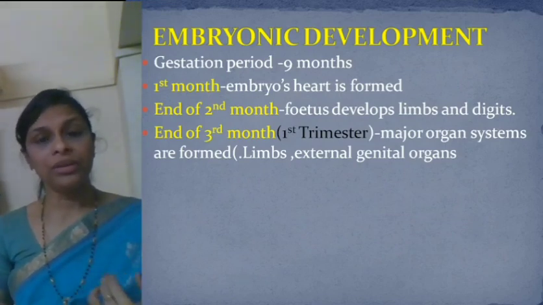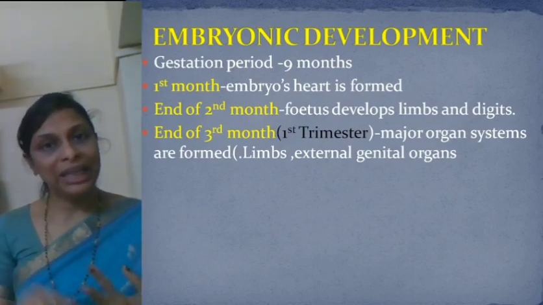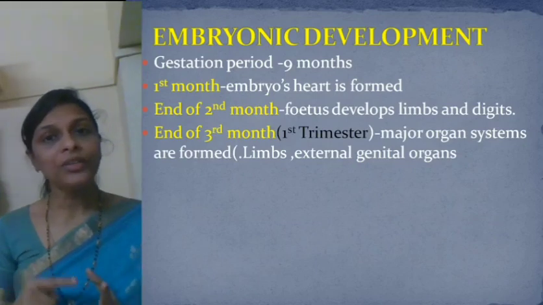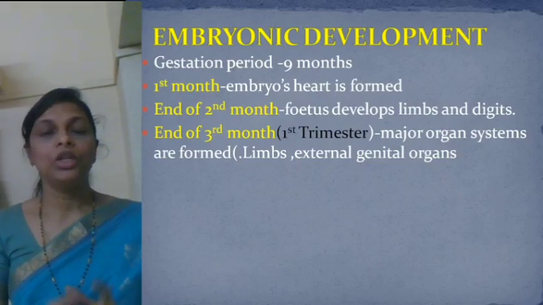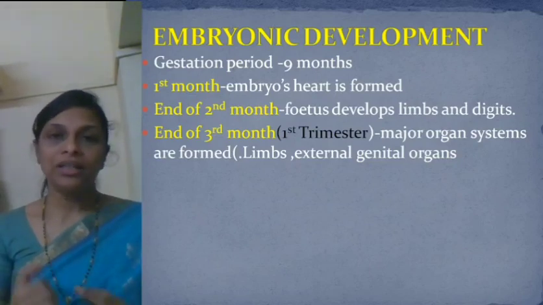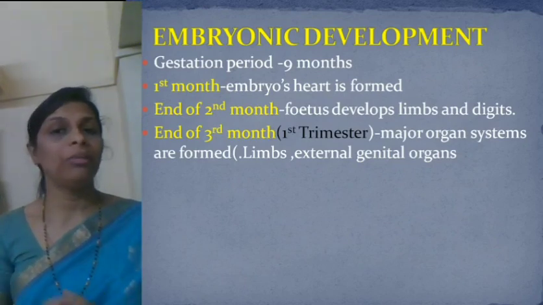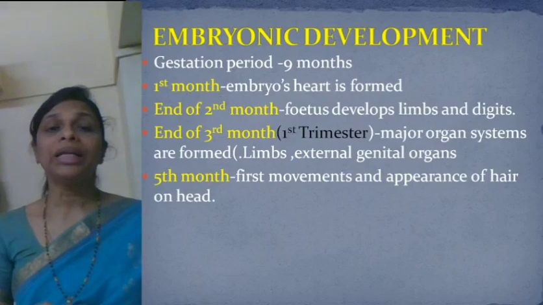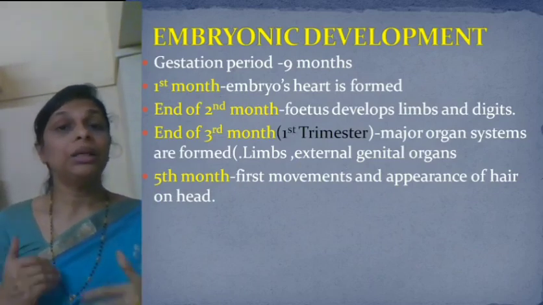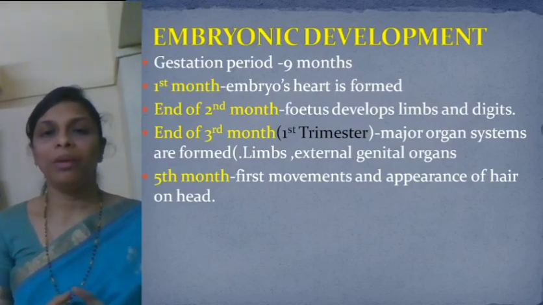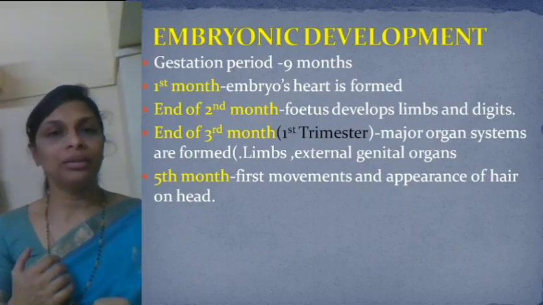So the first month, what happens? The baby's heart will be formed. It starts beating. By the end of the second month, what happens? The limbs and the digits will be formed. By the end of the third month, when the first trimester is completed, most of the organ systems will be formed, and now we can see even the external genital organs of the baby will be developed. Now, by 4.5 months when it is completed, the mother can feel the movement of the baby within the womb. Okay, so the first movements begin during the 4.5 months.